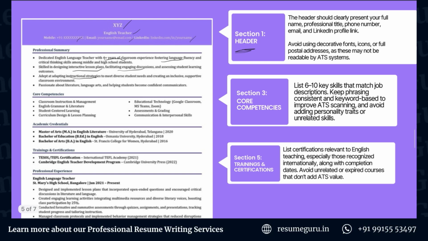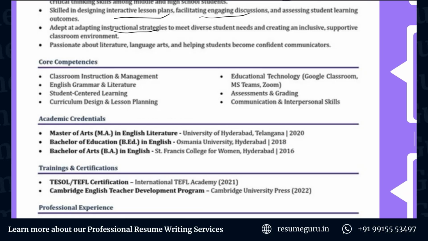Next is the core competency section. This is similar to a skills section. This is where you mention all your core skill sets that the recruiter may be looking for. This is very important for ATS scanning as well, since these keywords are mentioned in the job description. For this particular client, we have written things like classroom instruction and management, English grammar and literature, student-centered learning, educational technology, assessment and grading, things like that. These keywords are there in the JD, so we have mentioned those. So you should as well.